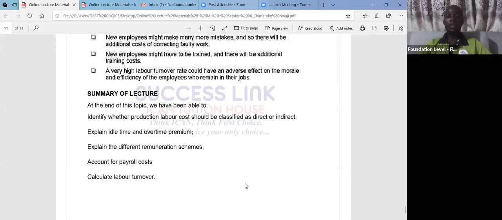We saw labor turnover, and we saw the adverse effect that labor turnover can have on both the company and the employees working there. If a company is known for a high turnover of labor, then people will not want to work for that company. In the same vein, if an individual is known to change jobs frequently, highly volatile in his job, the person stands the chance of not being employed.